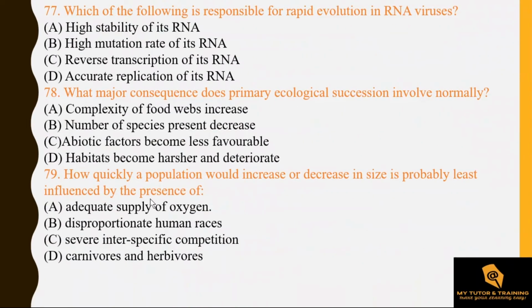Question number 77. Which of the following is responsible for rapid evolution in RNA viruses? A. High stability of its RNA, B. High mutation rate of its RNA, C. Reverse transcription of its RNA, D. Accurate replication of its RNA. So the correct answer is choice B. The high mutation rate of RNA is responsible for rapid evolution in RNA viruses.